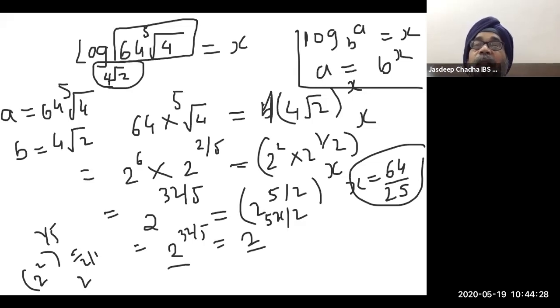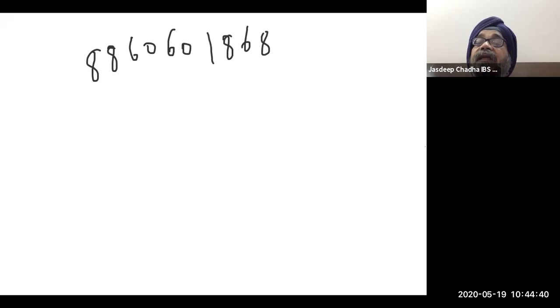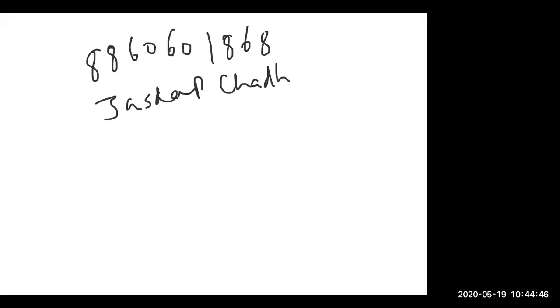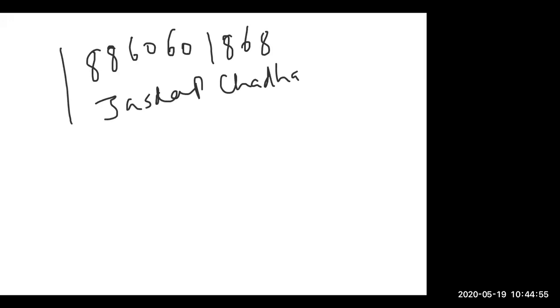Now I'll just write down my number, just a moment, so that you know my number also. My mobile number is 8860601868, and my name is Jasdeep Chadha. Okay. Now I am available on WhatsApp also. You can call me also, if there is any doubt in anything you are practicing.